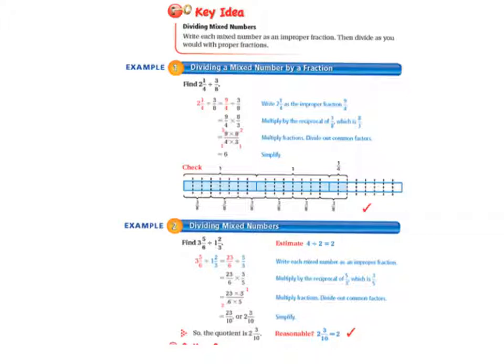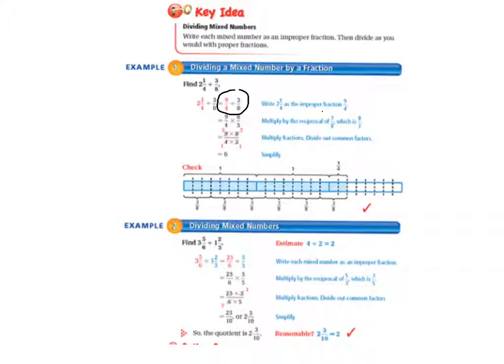Let's take a look at example 1, dividing a mixed number by a fraction. Our problem is to divide 2 1/4 divided by 3/8. So remember from 5th grade, we take 2 1/4, we multiply 4 times 2, which is 8, and then we add 1 to turn that into 9/4. So that's the improper fraction. And then we're going to divide that by 3/8. So our new problem is written to the right.